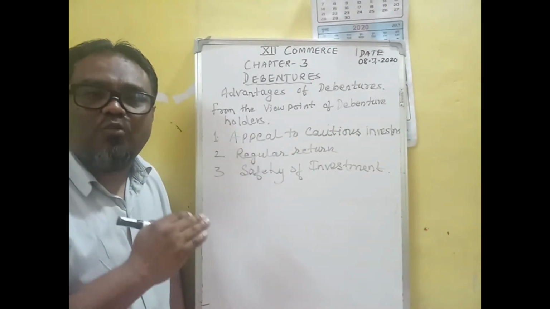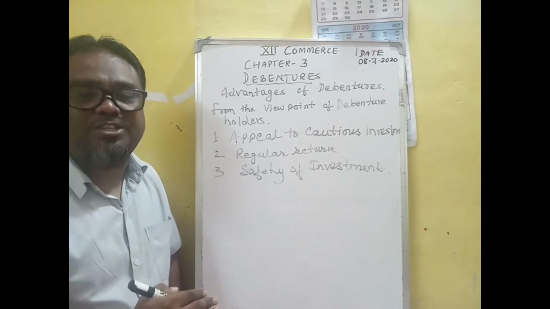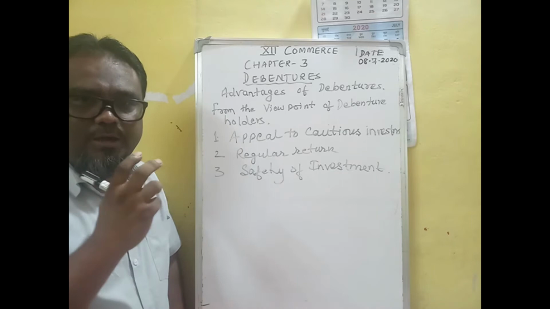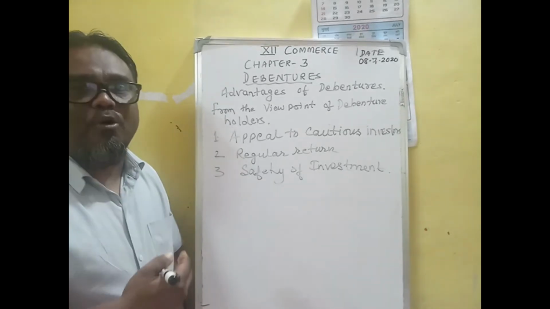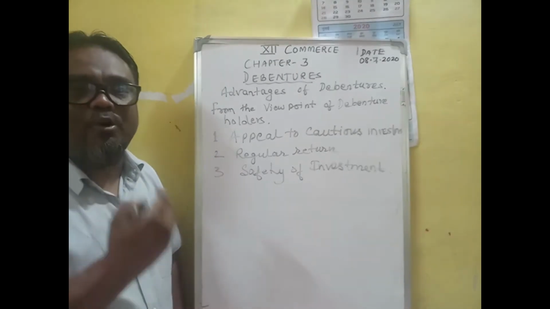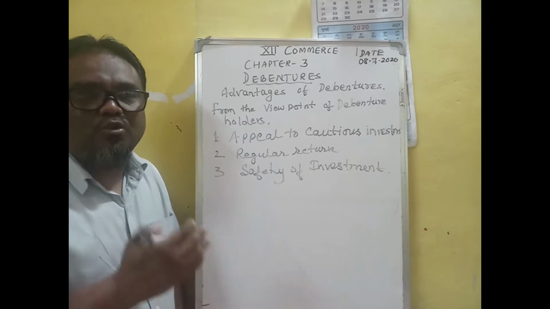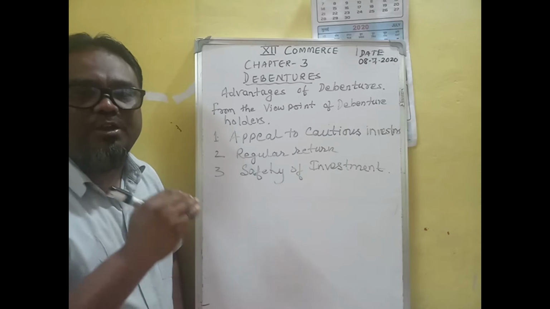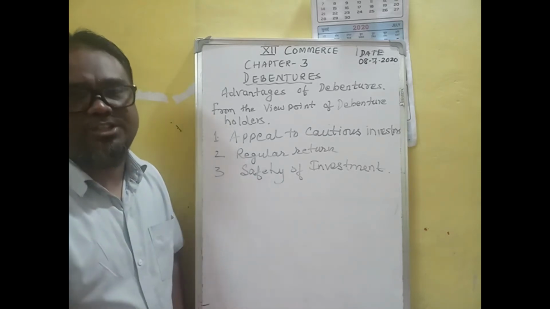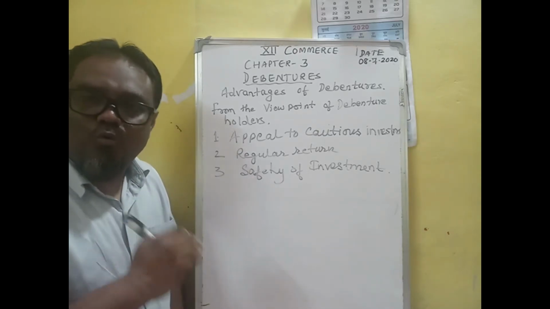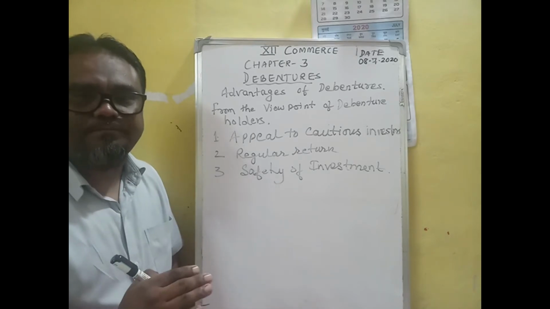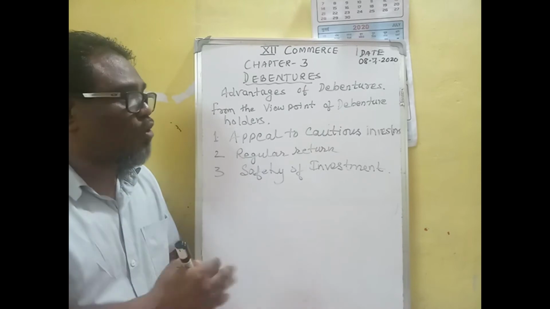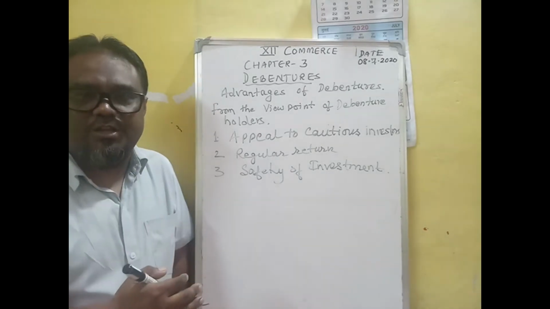They do not want to take the risk. Those investors who are orthodox are very cautious about their investment. They worry about their investment. For those investors who do not want to take any risk, debenture is very suitable. So this debenture is appealing to those cautious investors.